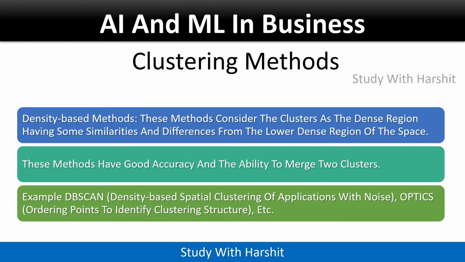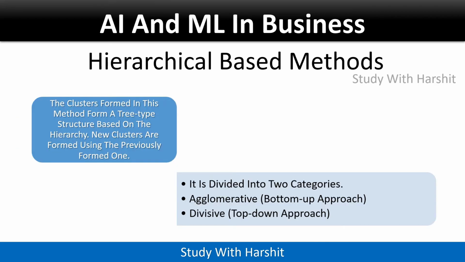Density-based method. These methods consider the clusters as dense regions having some similarities and differences from the lower dense region of the space. These methods have good accuracy and the ability to merge two clusters. Example: DBSCAN, density based spatial clustering of applications with noise, and OPTICS, ordering points to identify clustering structure, etc. Hierarchical based methods. The clusters formed in this method form a tree type structure. Based on the hierarchy, new clusters are formed using the previously formed ones. It is divided into two categories: bottom up approach and top down approach.